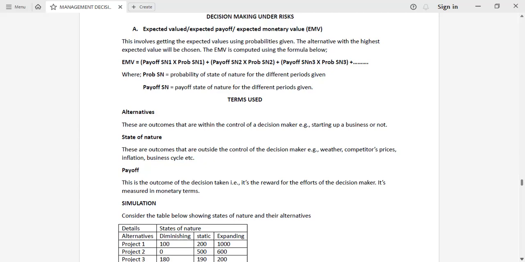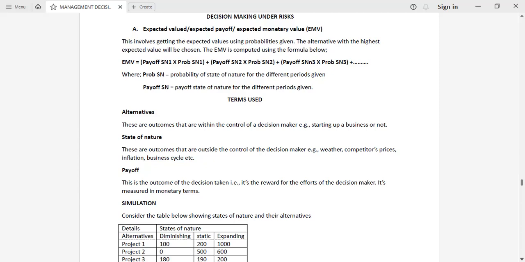So the expected outcomes of the decision that we've taken, in other words, the reward for the efforts of the decision maker, are always measured in monetary terms. In other words, if we can't quantify them, then they are not rewards. So that's what we can talk about as far as the terms that are used are concerned.